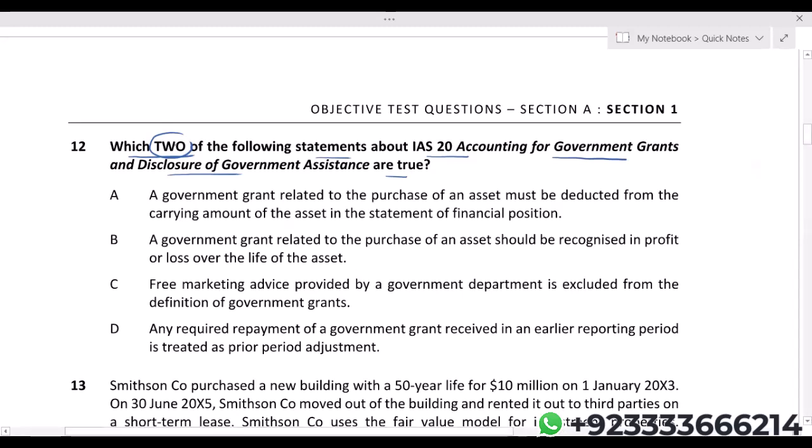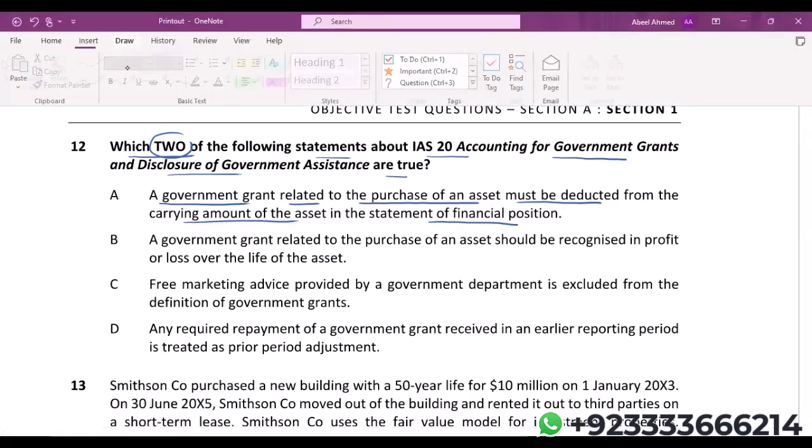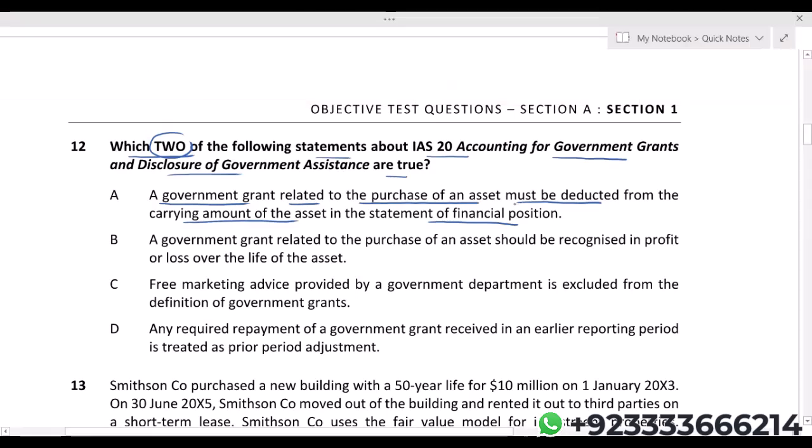Let's see. Which two of the following statements about IAS 20 for government grants and disclosure are correct? Number one, a government grant related to the purchase of an asset must be deducted from the carrying amount of the asset in the statement of financial position. So we are having an objection. The objection is why you are saying must be deducted.